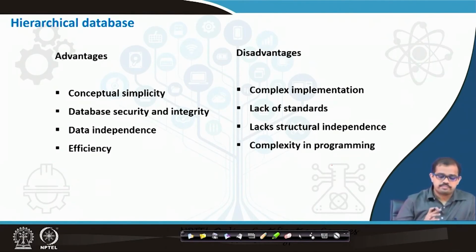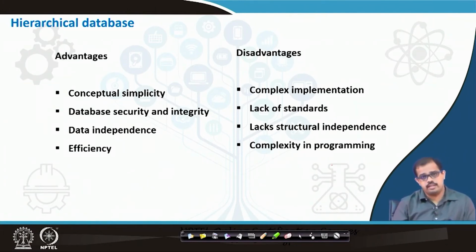Okay, so when you look at data independence, the main advantage of a hierarchical database, as we have normally seen, is that it has data independence, but it lacks structural independence. For example, it cannot have its own way of representing the data, so the structural independence is missing in a hierarchical database. And efficiency is actually missing.